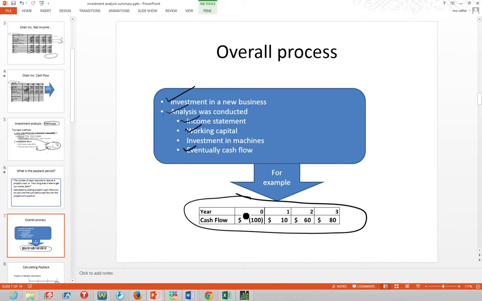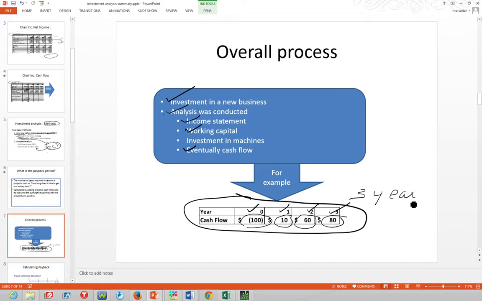Typically in an investment analysis, the first year where we're making the investment is called year 0, then year 1, year 2, year 3. Let's say when we did the analysis, the first year turned out to be a negative 100,000 cash flow, and the next year we made 10,000 positive cash flow, the year after we made 60,000, and then we made 80,000. And let's say the life of the project is, in this case, 3 years. So this project will end in 3 years in this example. So that's the set of cash flows that we have for this make-believe project.